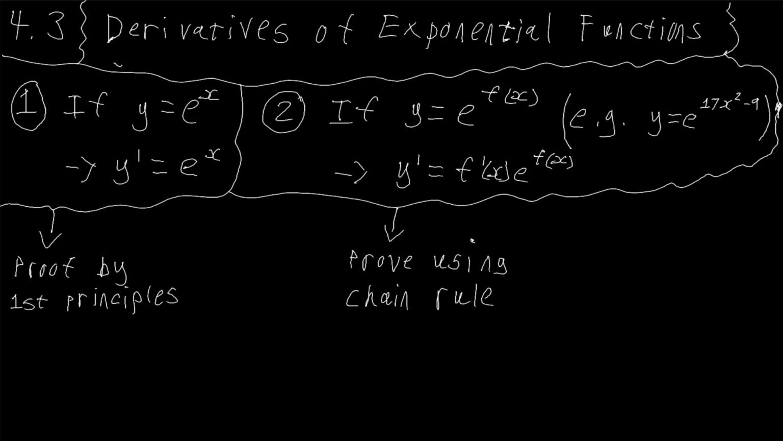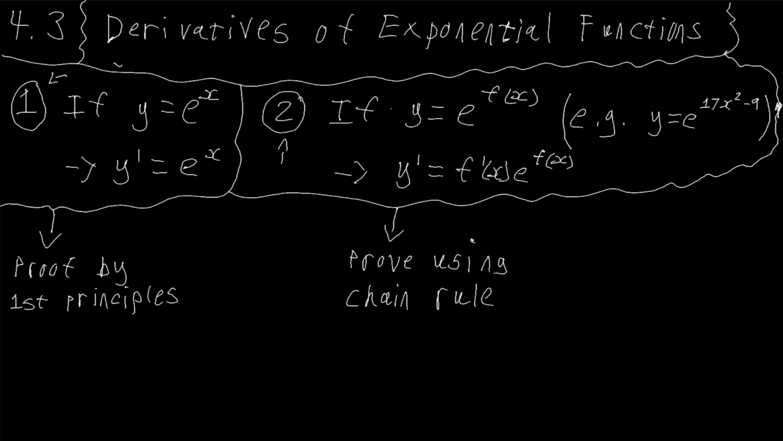Now starting off, we're going to look at the derivative of e to the x. If we have a function, y being equal to e to the x, the derivative of y with respect to x is also just e to the x. And this is very, very unique. It's the only function that acts this way. In fact, one of the very definitions of the exponential function is that it is its own derivative. It's very, very interesting.